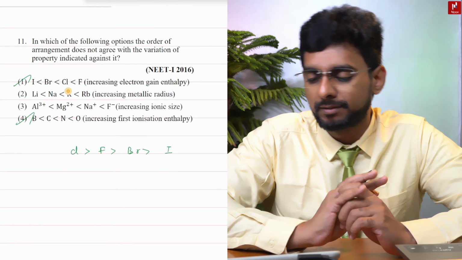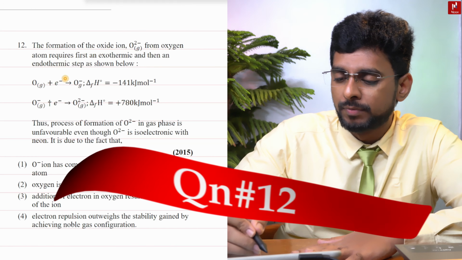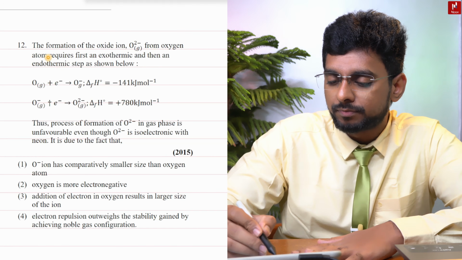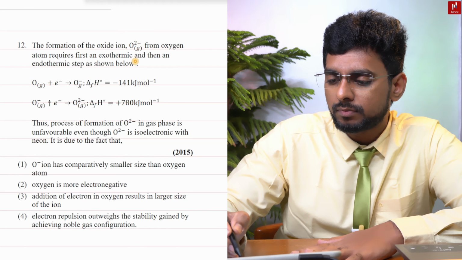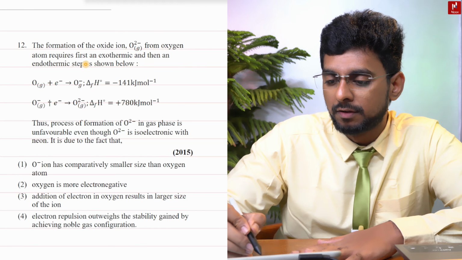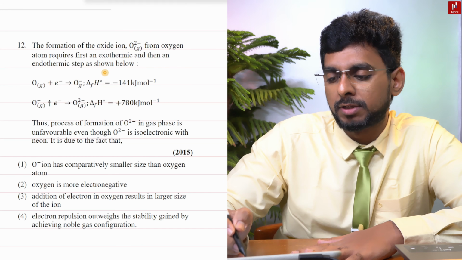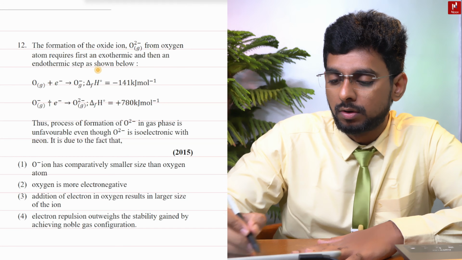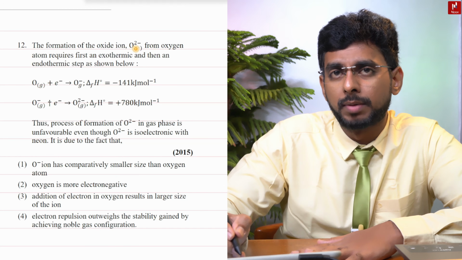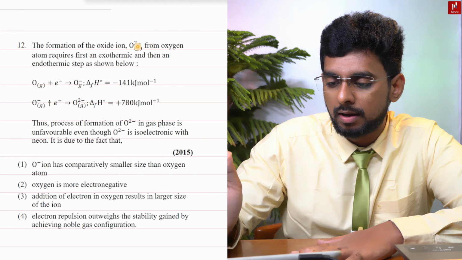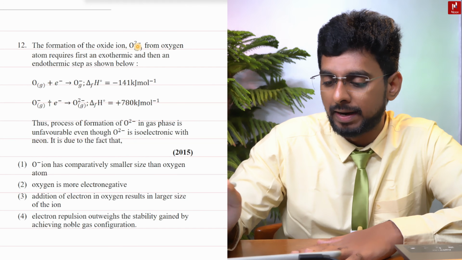Let's move to the next question. This question is a statement-based question. It is also easy. Let me read the question. The formation of the oxide ion O2- from the oxygen atom requires first an exothermic and then an endothermic step as shown. Got it? So from the oxygen atom to get this O2- ion, I'm just going to add an extra electron to it. So that's going to be electron gain.